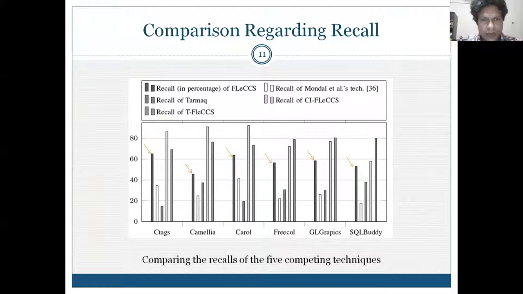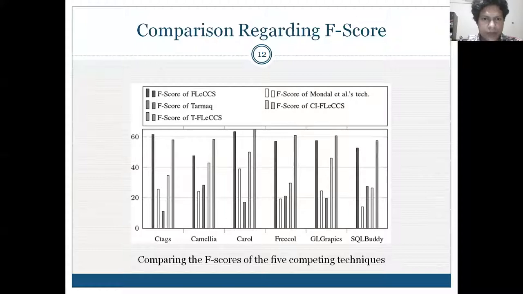However, CI-FLeCCS and T-FLeCCS always have a higher recall than the original FLeCCS. Now we compare the FS scores of the five techniques. We see that the FS score of FLeCCS is always higher than the FS score of Mondal et al.'s technique and Tarmac. However, T-FLeCCS has a higher FS score than the original FLeCCS for five out of six subject systems.